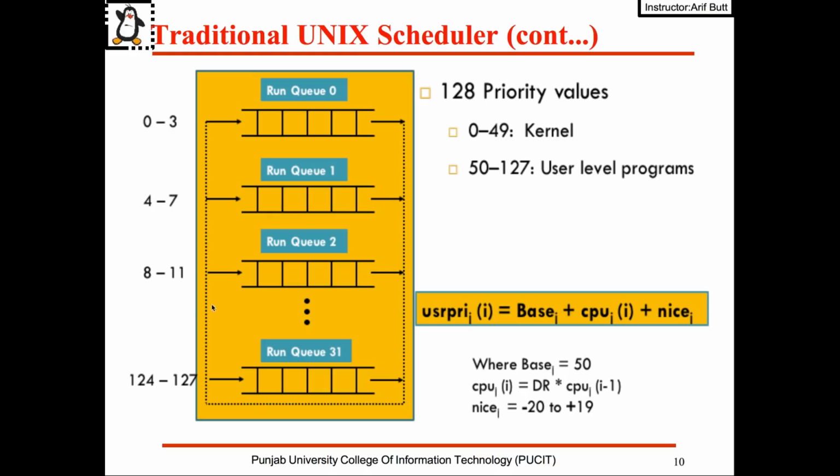A process enters some appropriate queue based on its priority value, which is computed by the formula shown over here. This formula is recomputed every second. So after every second, for every process, the priority value of that process is calculated using this formula, and it moves from one queue to the other. Maybe after some time, a process in Q2 moves to Q0, and maybe a process in Q2 moves to Q4 or 5 or 7 maybe.